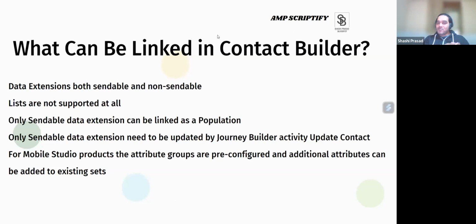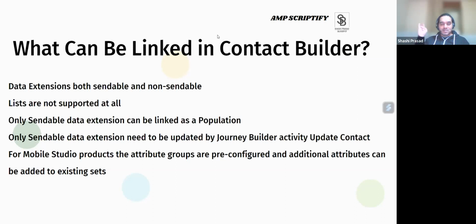Now, when we go to Contact Builder, we are creating the data designer and linking different data extensions. How can we link? What are the caveats you have to think about? So, lists are not supported. List was in the ExactTarget times, where they were focusing more on email. Now, coming to SMS and other channels, they start with the data extension. So in data designer, you can only link data extensions, both sendable and non-sendable. And to link as a population, it has to be a sendable data extension.